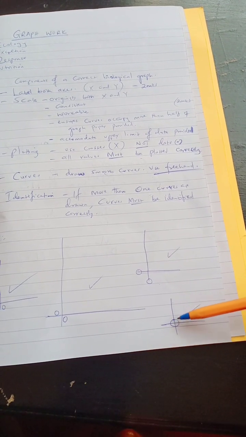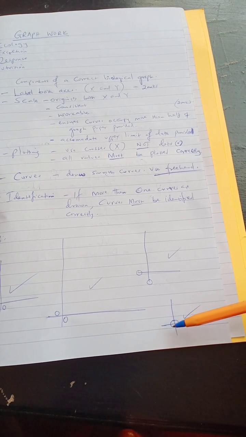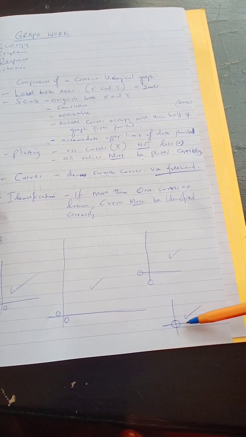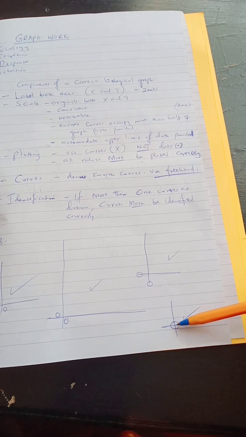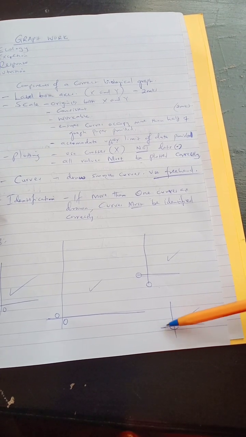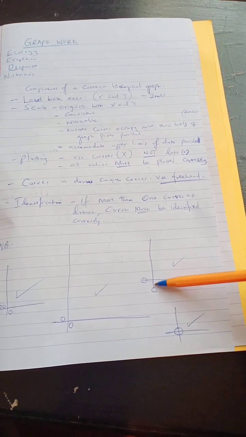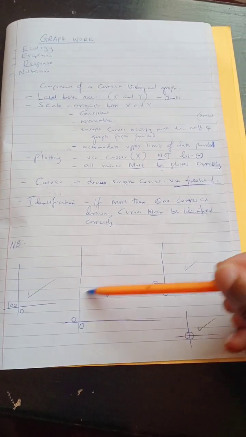You just put a 0 here at the center. So this 0 here is the origin for both x and y. So x 0, y 0. So the origin is okay. Yeah. So these are the correct ways of showing the origins.